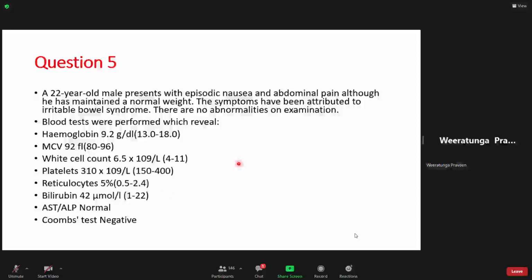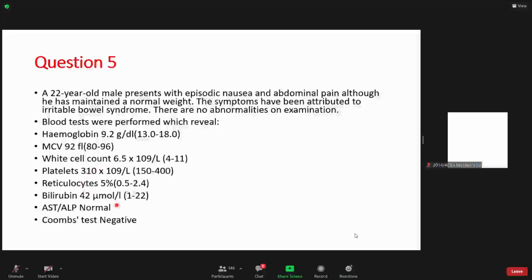What do you think is the most likely diagnosis? This is a very tricky MCQ. What is basically clear is that there is hemolysis, hemoglobin is low. MCV is normocytic, right? There is increased reticulocyte percentage, which is showing that there is hemolysis and the bone marrow is producing reticulocytes. And the bilirubin is high.